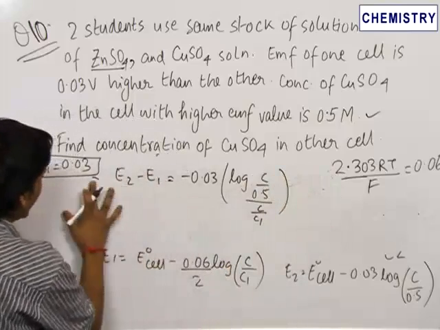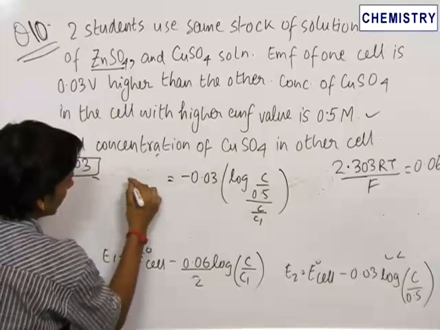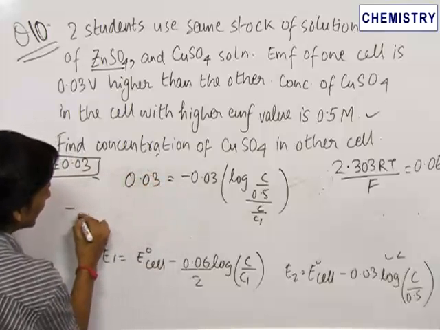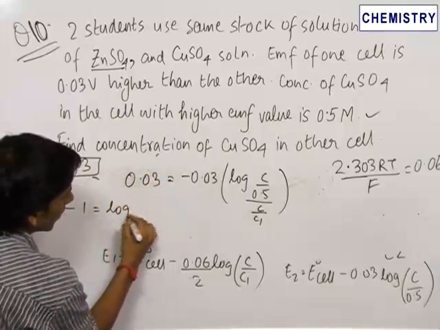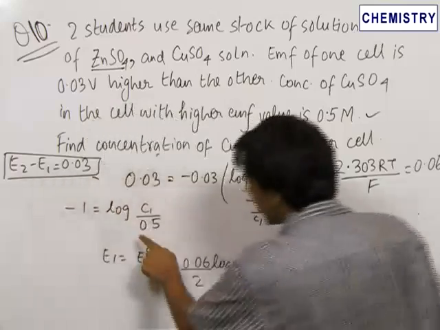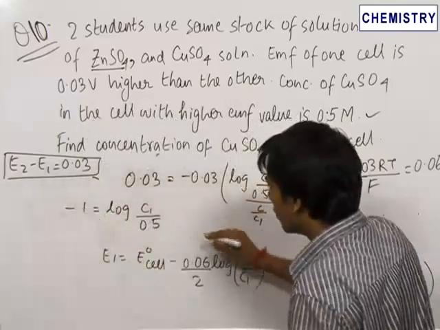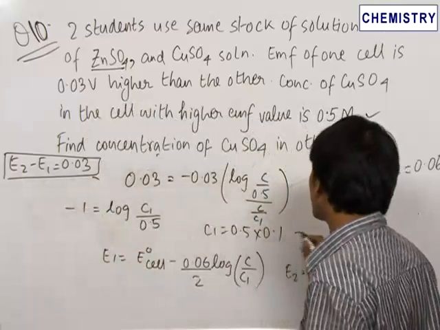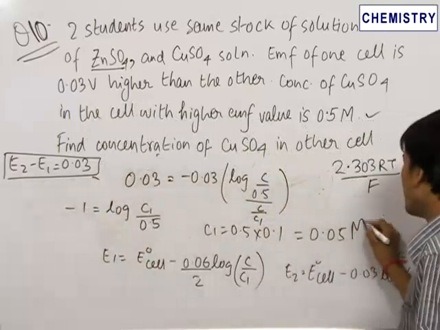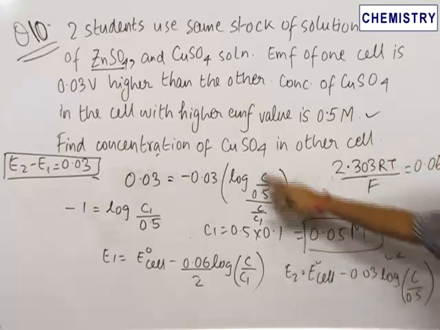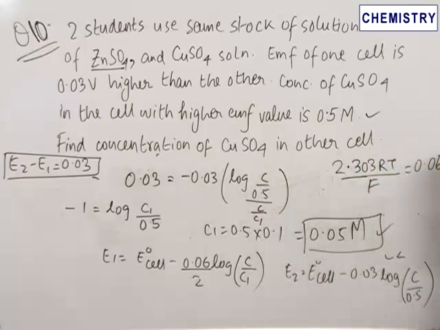Now we can write E2 minus E1 is equal to 0.03 over here. Therefore what we get is that minus 1 is equal to log of C1 upon 0.5. We can clearly see that this will be 10 raised to minus 1, that is 0.1. Therefore C1 is equal to 0.5 into 0.1, that is equal to 0.05 M. So our final answer for the concentration of copper sulfate in the other cell comes out to be 0.05 M.